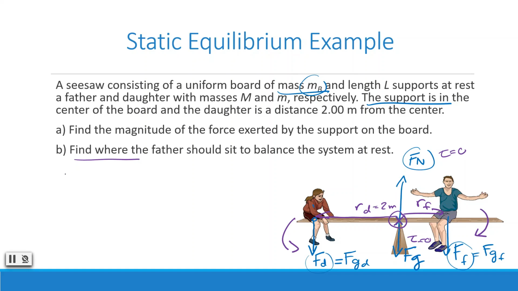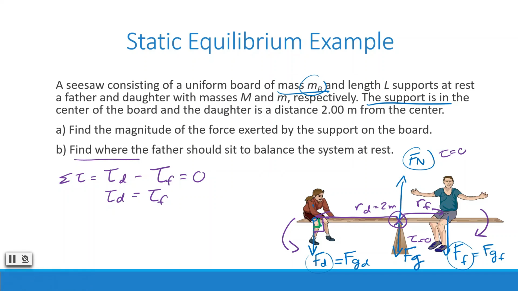So I can therefore write an equation that says my net torque is equal to the torque by the daughter minus the torque due to the father, and that has to add up to 0. So basically, the torque due to the daughter has to equal the torque due to the father. The torque due to the daughter, I'm going to assume that these are 90-degree angles.